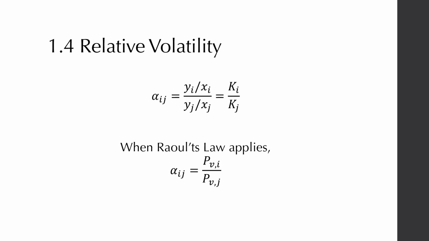Okay, relative volatility is defined as the following equation. Take note that the K factor is heavily dependent on the temperature due to the changes in vapor pressure. But the relative volatility for the two components only changes moderately with temperature changes. So that is why it is usually preferred when designing distillation systems.